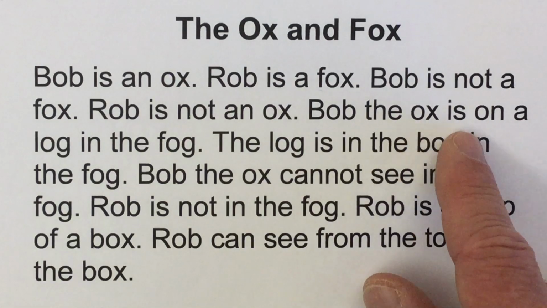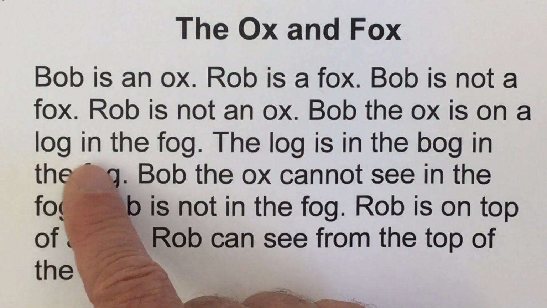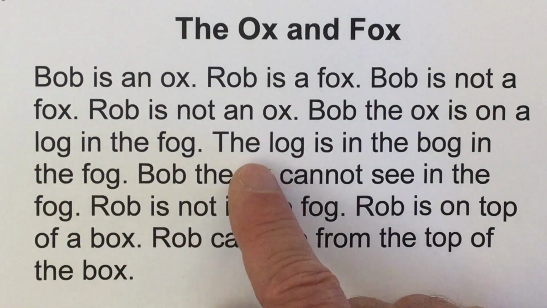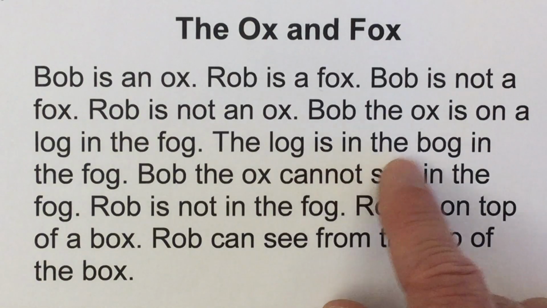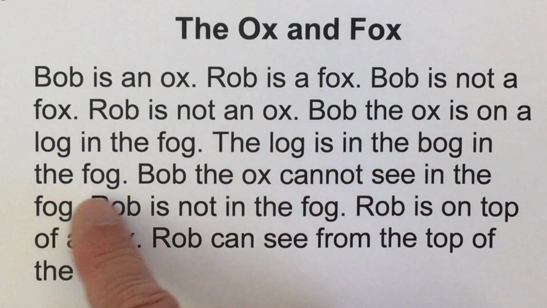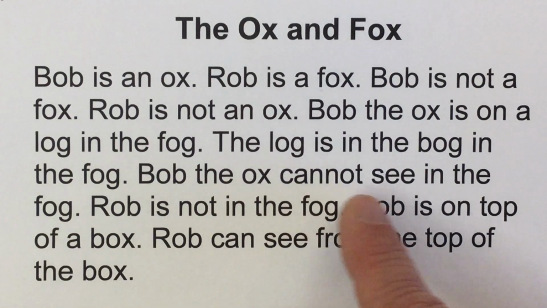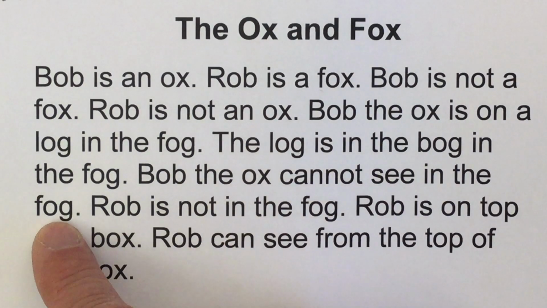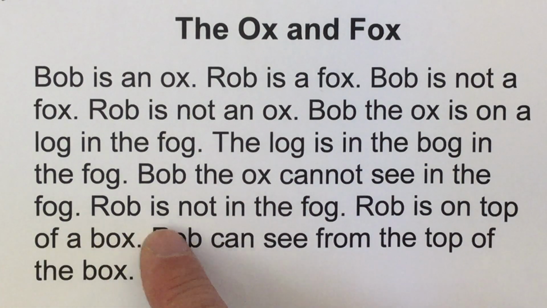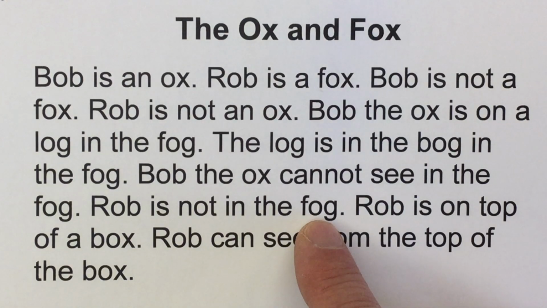Bob the ox is on a log in the fog. The log is in the bog in the fog. Bob the ox cannot see in the fog. Rob is not in the fog.